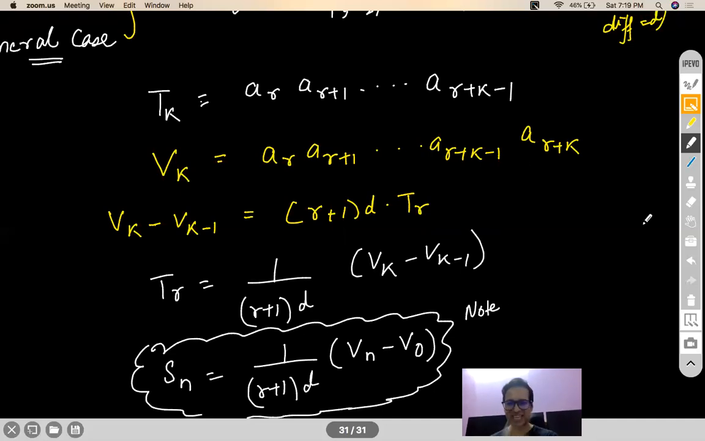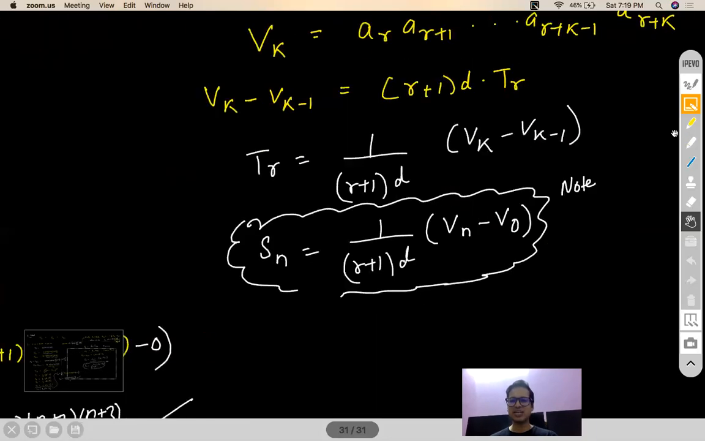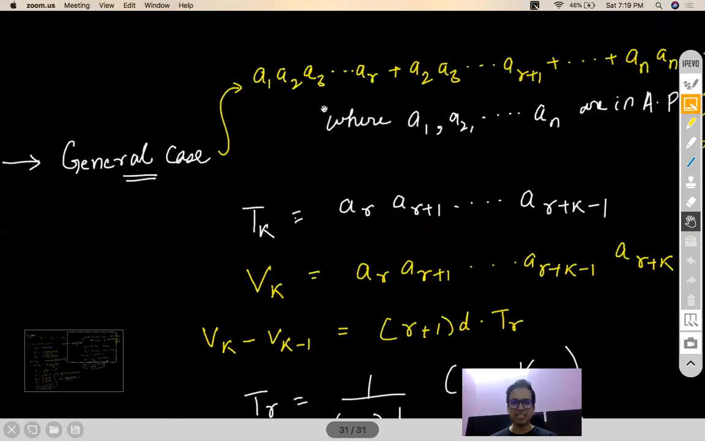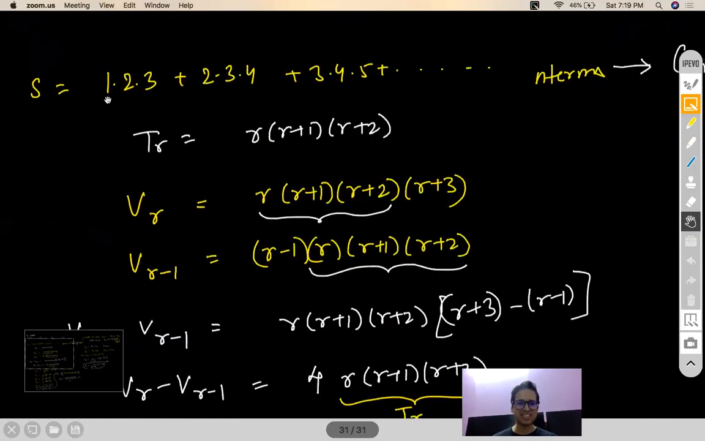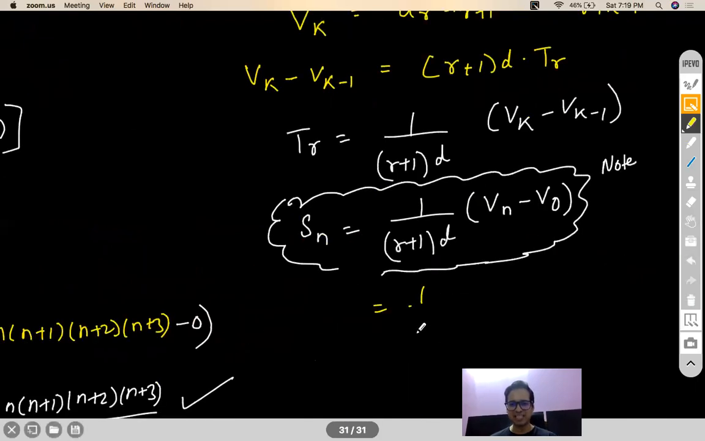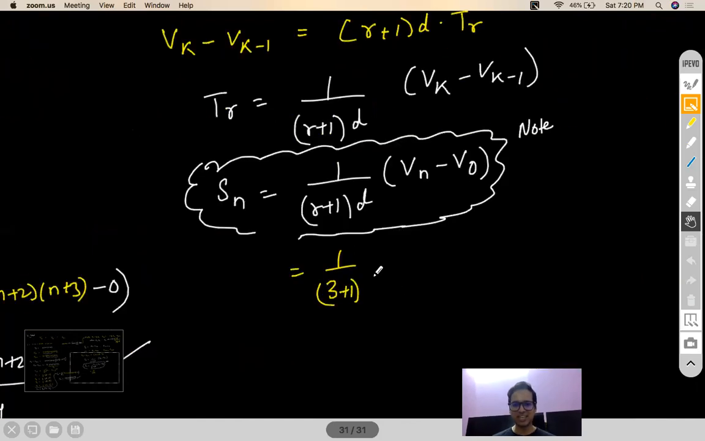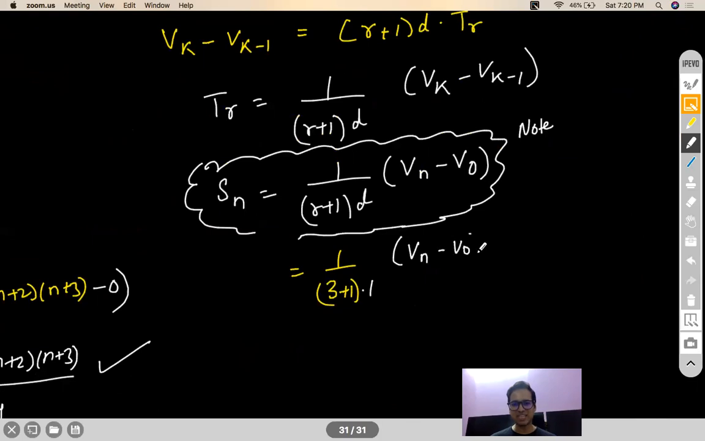Let me show you in an example here. So in this example, your number of terms, R, is nothing but how many terms are there in each one of these expressions. So R terms, in this case 3 is your R because there are 3 terms. Okay. So your answer here would become 1 by 3 plus 1. D is the common difference. As you can see, for this the common difference is 1. Okay. So into 1. Vn minus V0. That will give you 1/4 Vn minus V0.